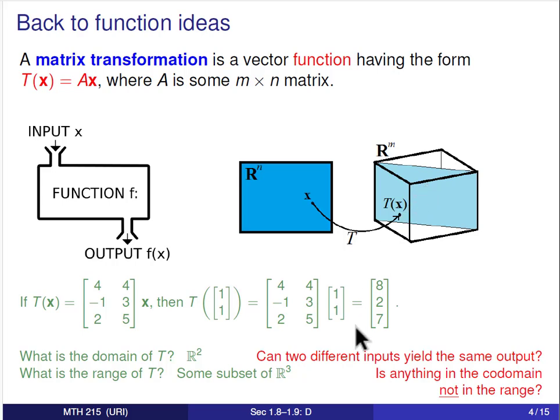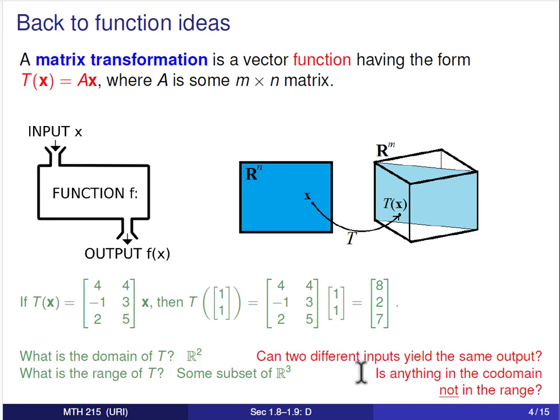So now we're going to ask two questions that we'll answer in this video. Can two different inputs yield the same output? Now you know that for a function, a single input can only give you a single output. But it is possible in general for two different inputs to give you the same output. If you think about the function x squared, for instance, minus 2 squared is the same thing as positive 2 squared. And so we want to ask if the same thing can happen for matrix transformations.